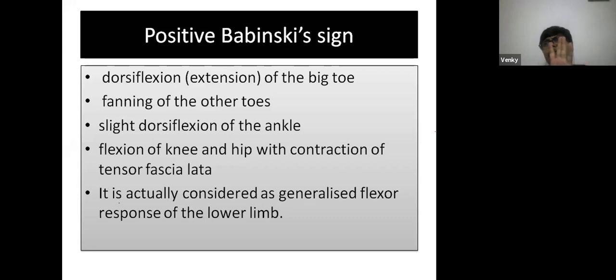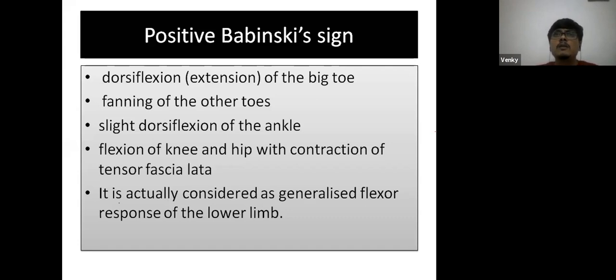So you will get a 5 type of response. One is dorsiflexion of the big toe, fanning of the other toes, slight dorsiflexion of the ankle, flexion of the knee and the hip with the contraction of the tensor fascia lata. So you have to look for these 5 responses before you give a plantar negative.